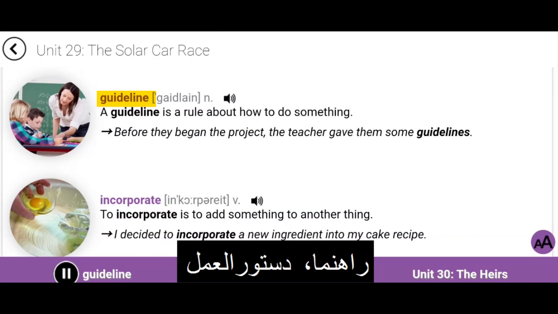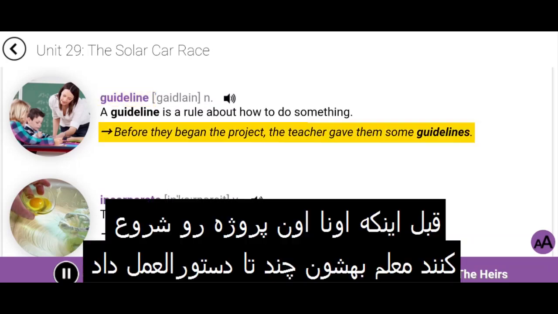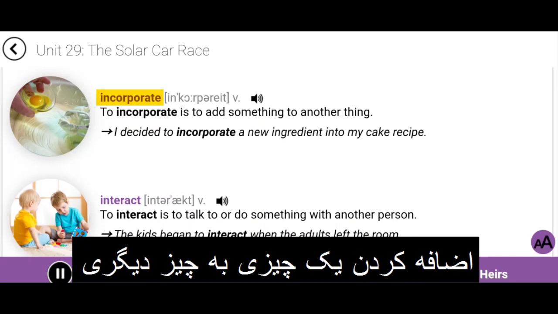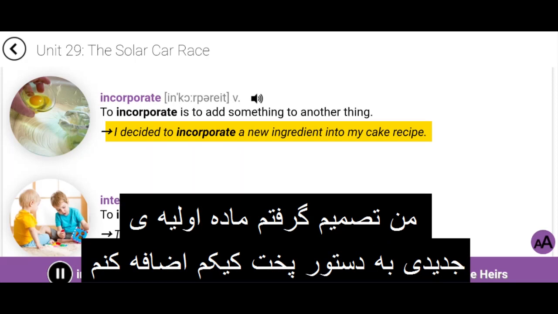Guideline. A guideline is a rule about how to do something. Before they began the project, the teacher gave them some guidelines. Incorporate. To incorporate is to add something to another thing. I decided to incorporate a new ingredient into my cake recipe.